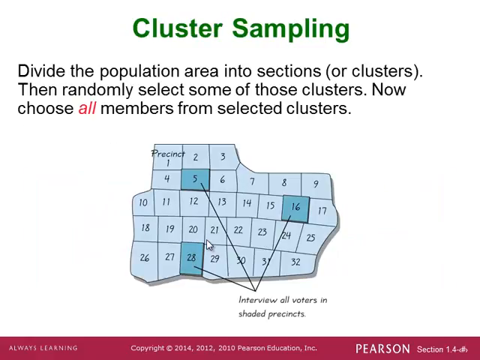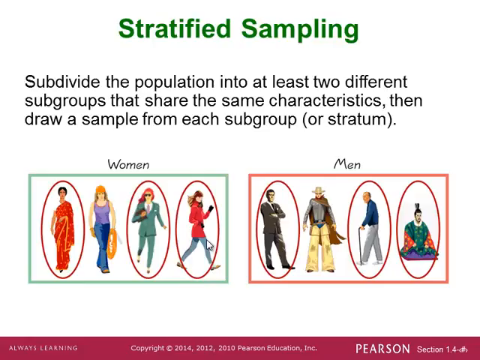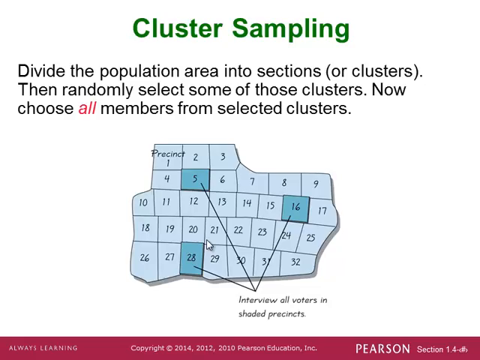Now, cluster sampling is different than stratified sampling. Let me go back here. Stratified sampling is where you're sampling from each of the groups. In cluster sampling, your population is broken down into clusters, and then you randomly sample some clusters and then measure every individual in each of the clusters.